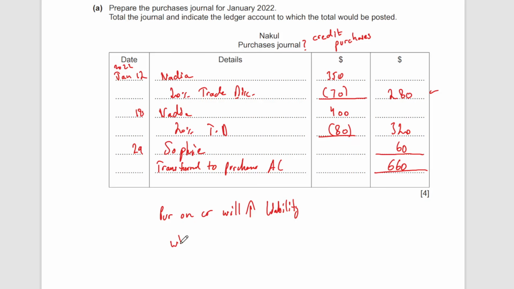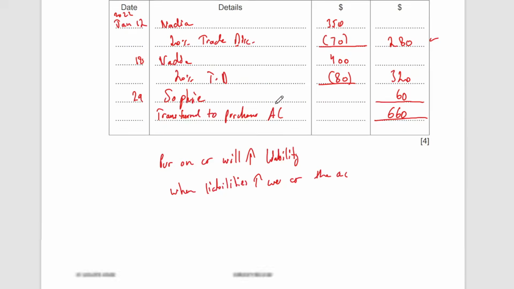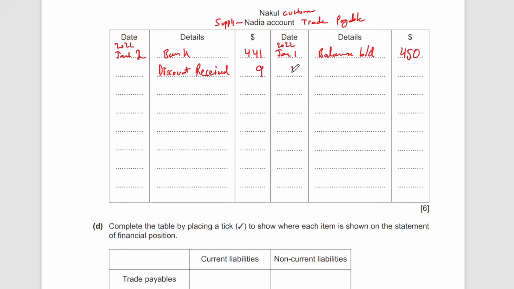In this case, Nadia, the liability is increasing. And when liabilities increase, we credit the account. Basically, we credit the liability account. As we're purchasing more from her, we need to pay her more in the future. It's going to be 280 and then 320. Let's take it step by step. On January 12th, it's going to be 280. You know where's the double entry? Purchases. Can you imagine purchase account debit, Nadia account credit?